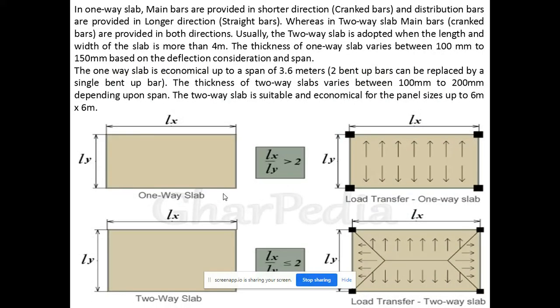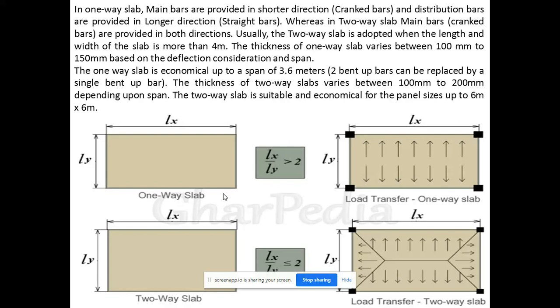In slabs basically, main bars are provided in the shorter direction. Main bars are also referred to as cranked bars or bent-up bars, and distribution bars are provided in the longer direction, which are straight bars in case of one-way slab. Whereas in two-way slab, main bars or crank bars are provided in both directions. Usually, two-way slab is adopted when the length and width of the slab is more than 4 meters.